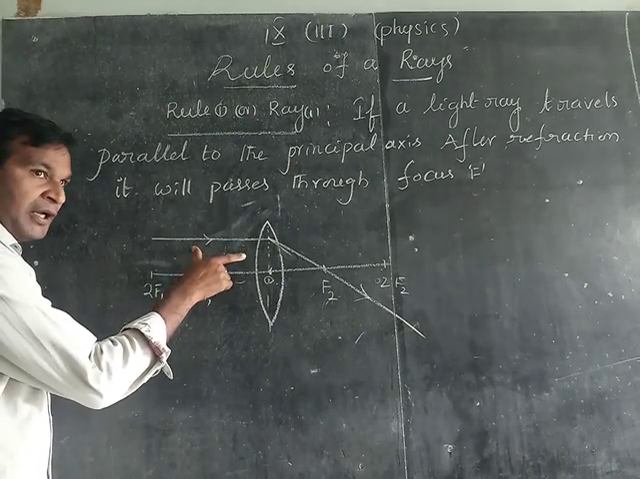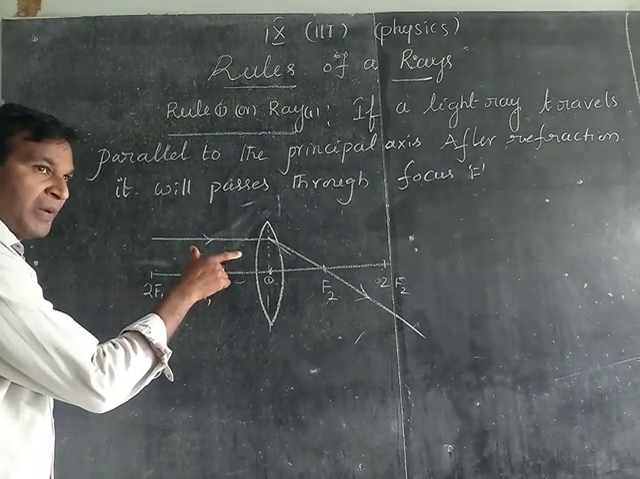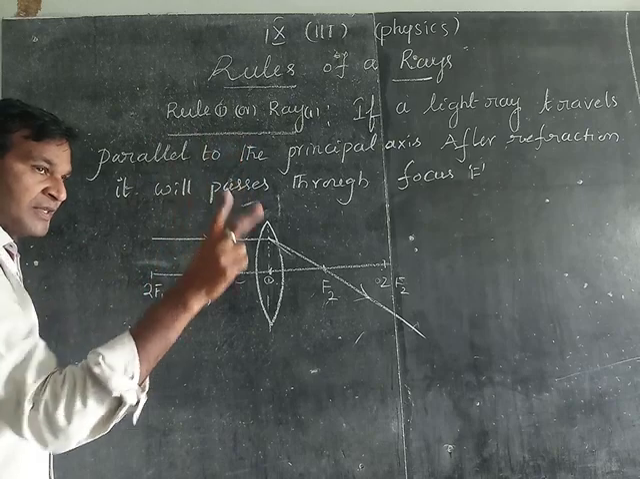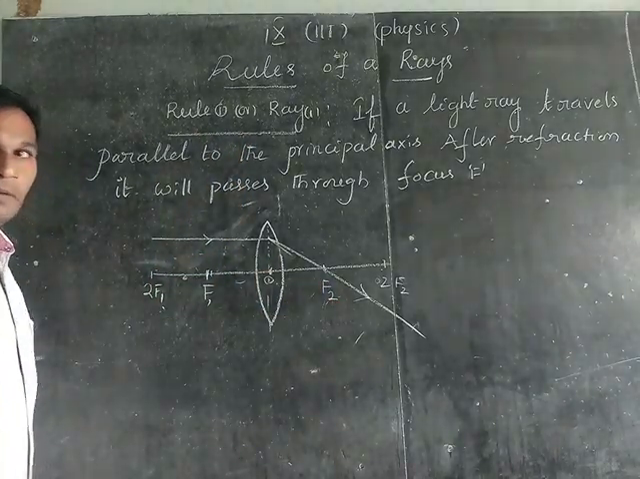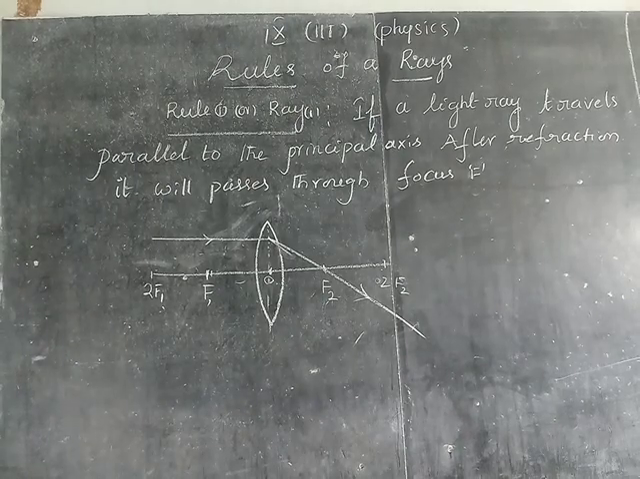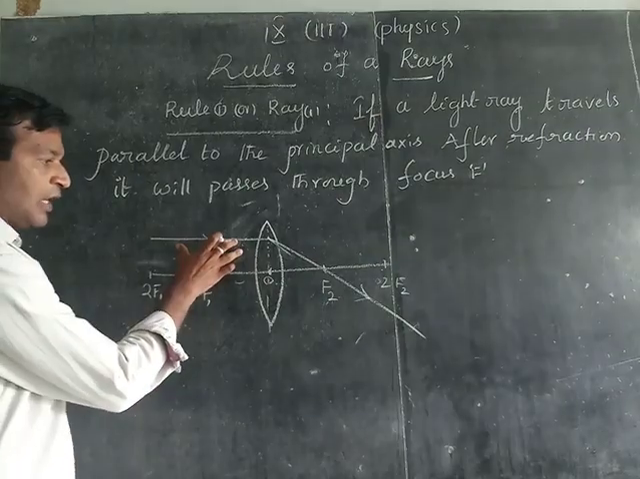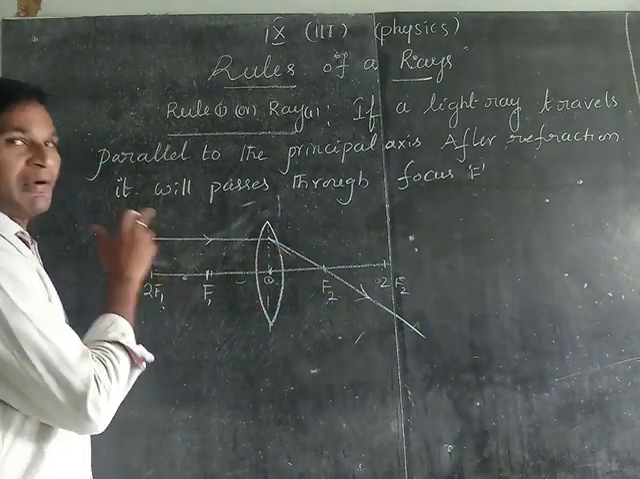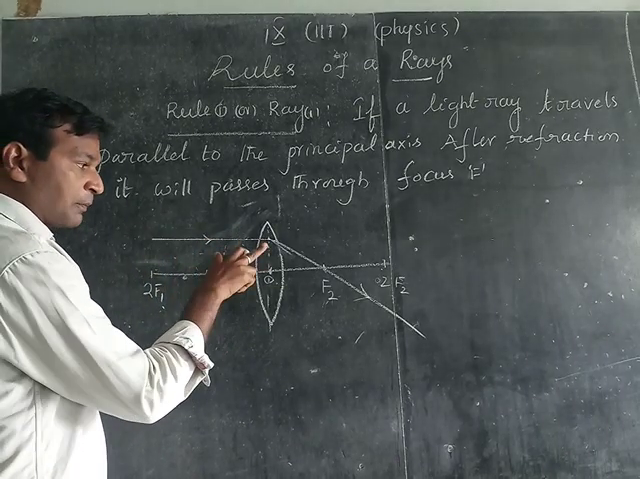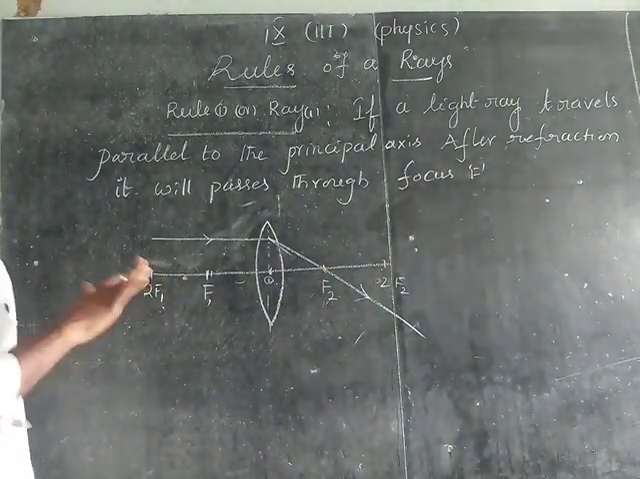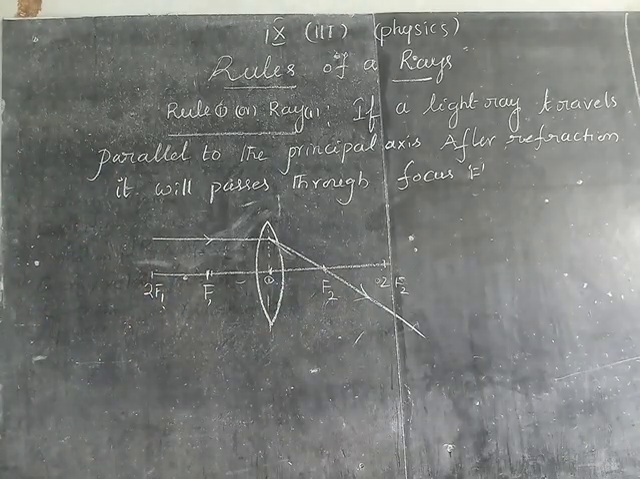While drawing the ray diagram, you have to give the arrow mark twice. One for the incident ray and second for the refracted ray. Incident, refracted. This is the first rule. Light ray passes parallel to the principal axis, after refraction passes through focus. That is the first rule. Note it. Note it fast.